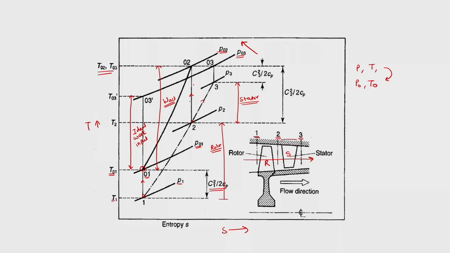Similarly, this height is half C2 square upon Cp, and this height is half C3 square upon Cp, where C is the absolute velocity of the flow. This is what we had seen until now. Now, we will see how the pressure and temperatures are going to vary in the case of an axial compressor.